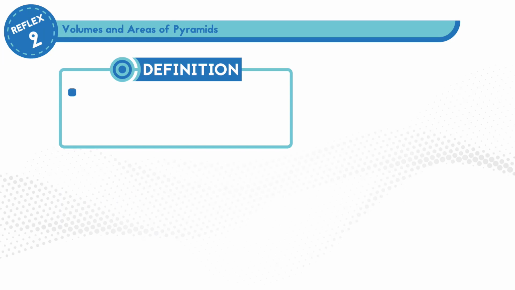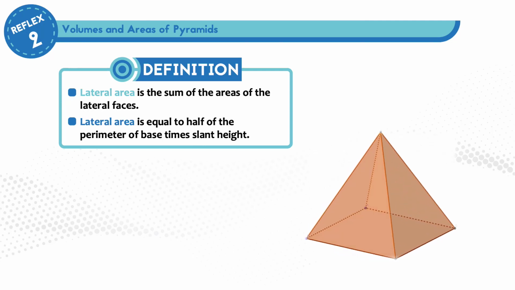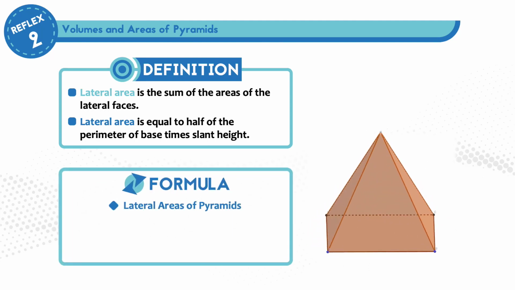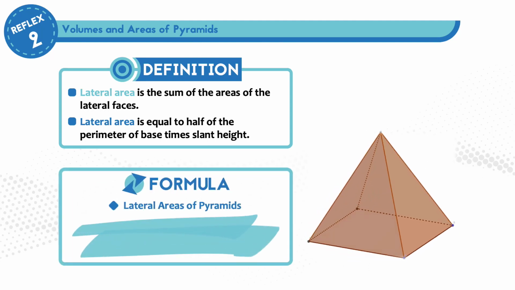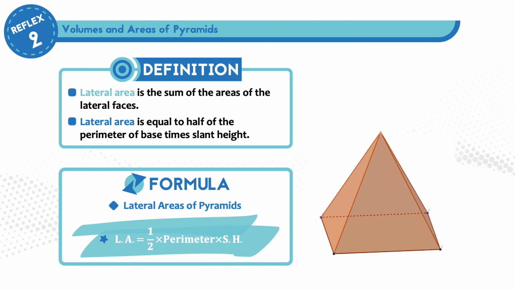Let's talk about the lateral area of a pyramid. The lateral area is the sum of the areas of the lateral faces. So the lateral area is equal to half of the perimeter of the base times the slant height. So here is the formula for lateral areas of pyramids. It's equal to 1/2 times the perimeter times the slant height. Done.